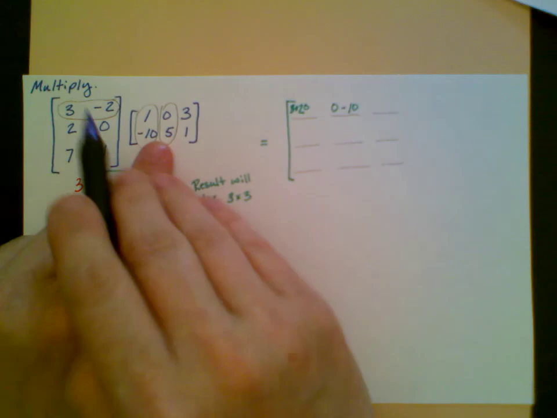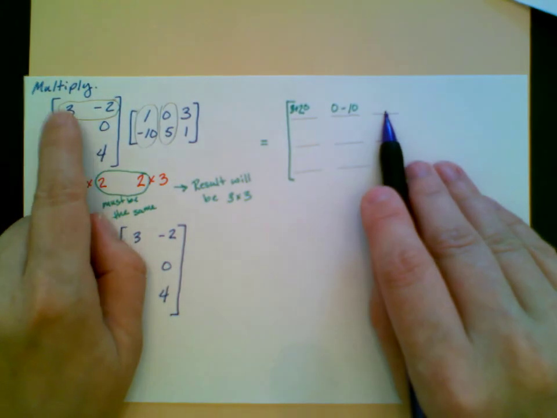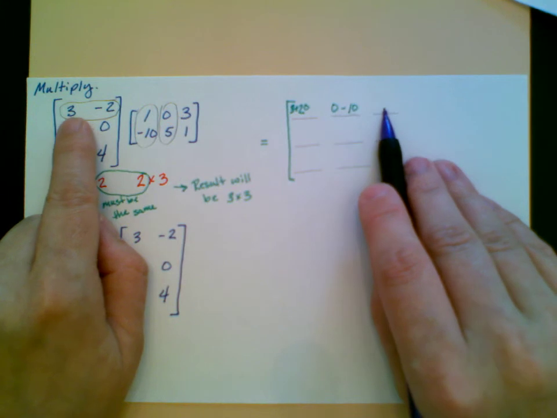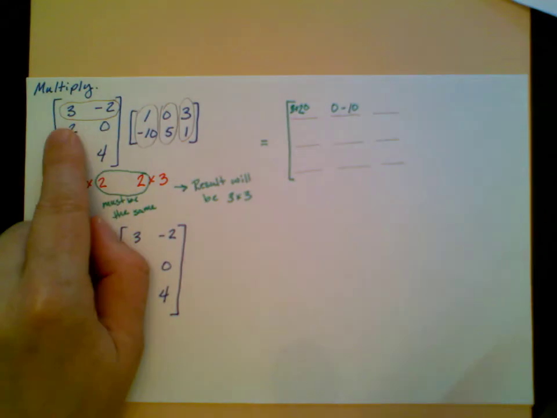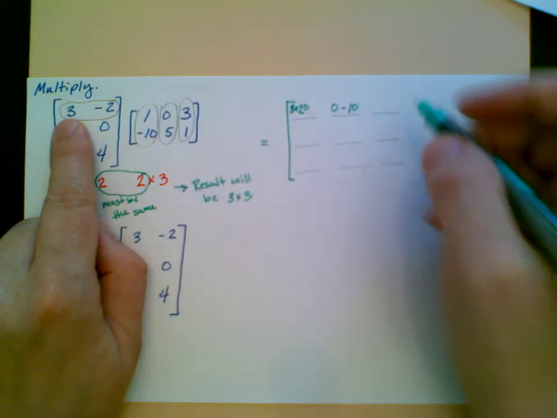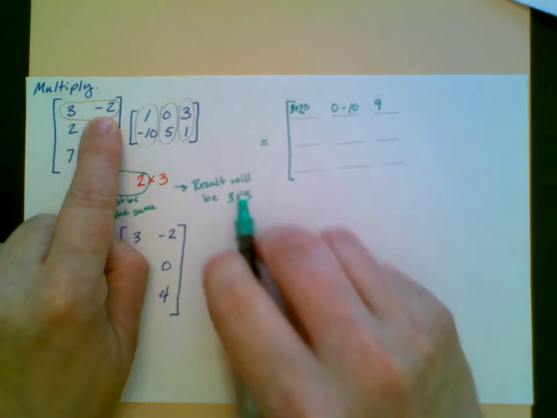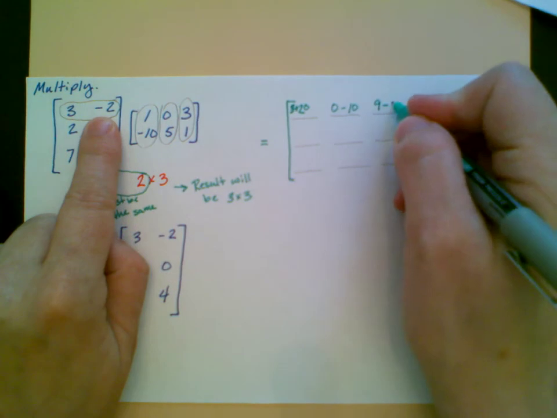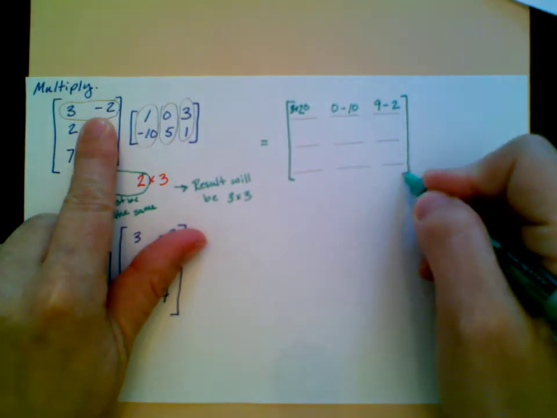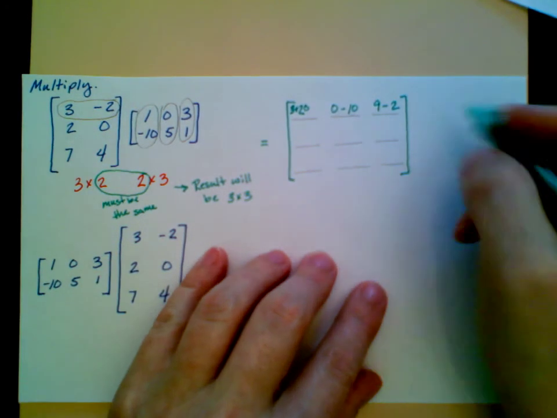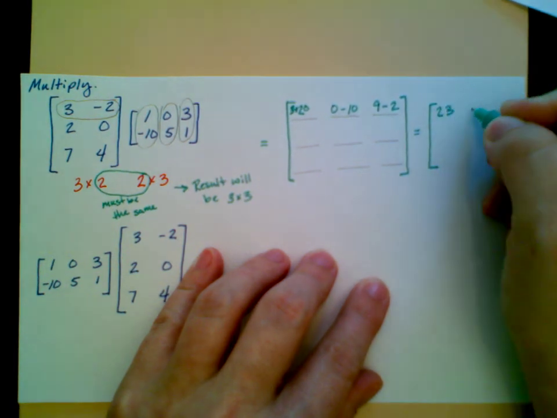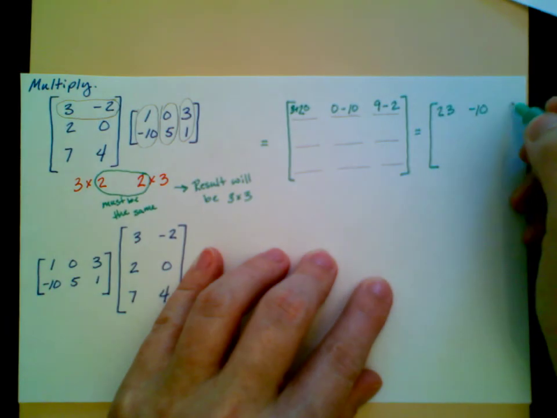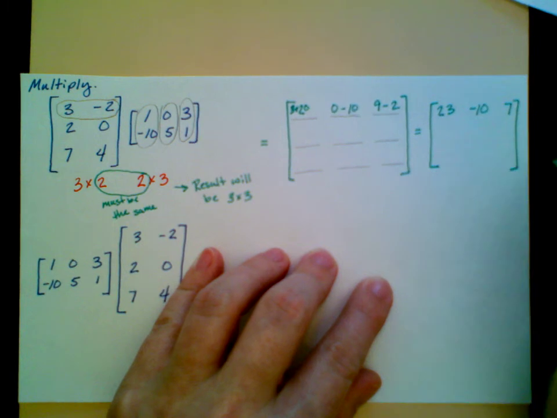And then finally, in the first row, I'm in row 1, column 3, so I want to multiply row 1 times column 3. So 3 times 3 is 9. -2 times positive 1 is -2. Now, some people like to simplify these right away. Either way is fine. But notice that my first row turns out to be 23, -10. 9 minus 2 is 7. So there's my first row.